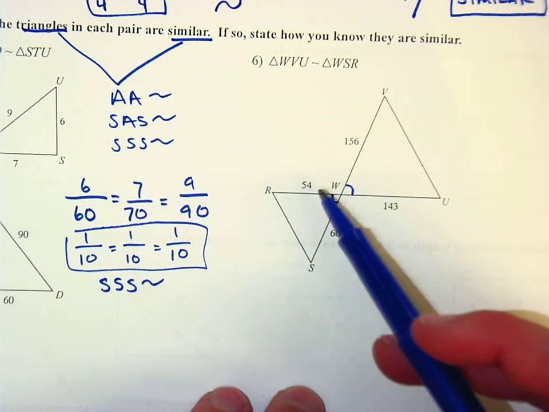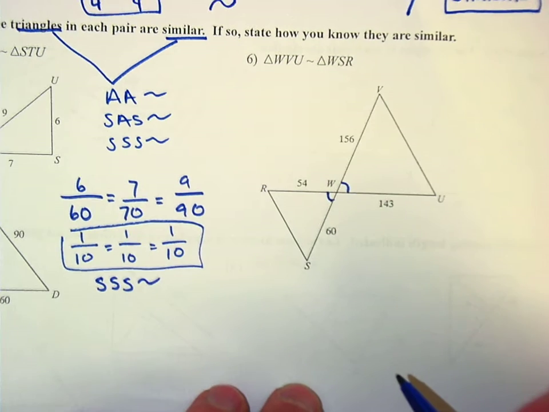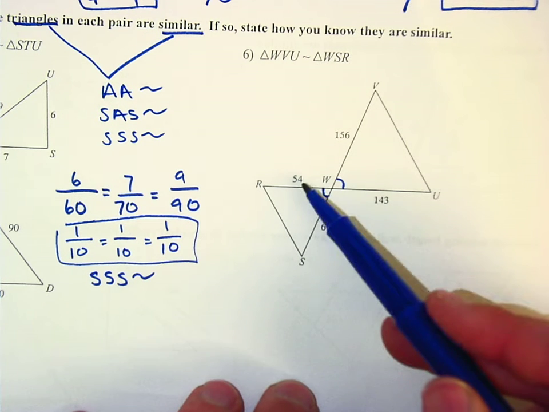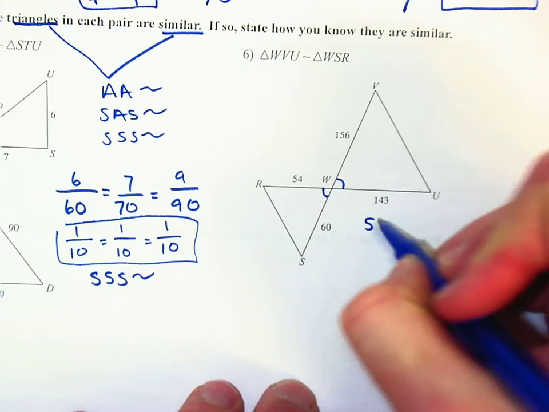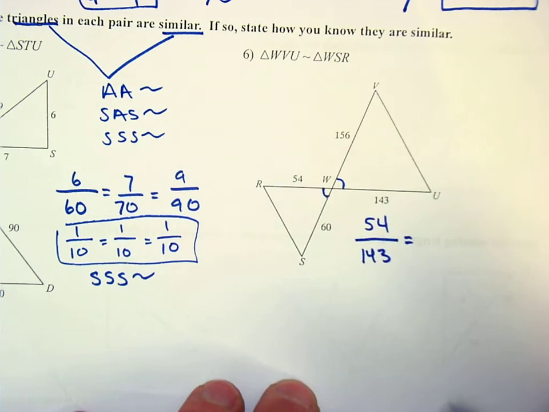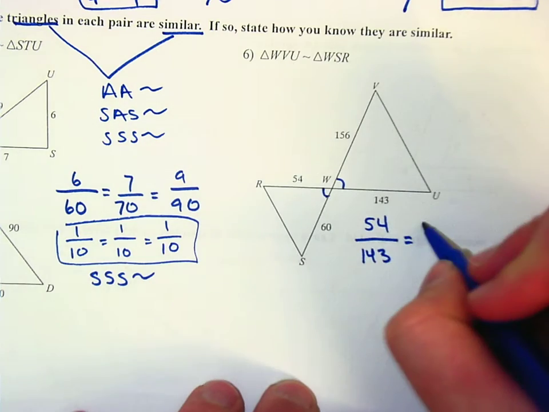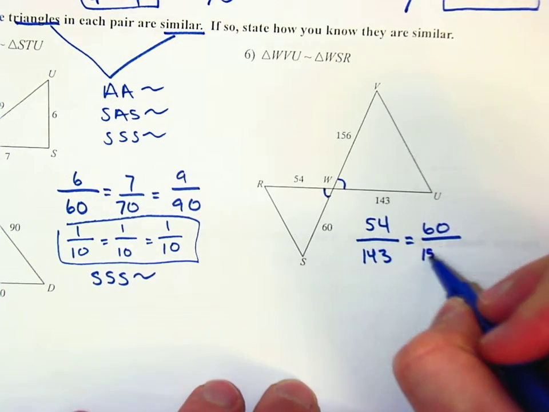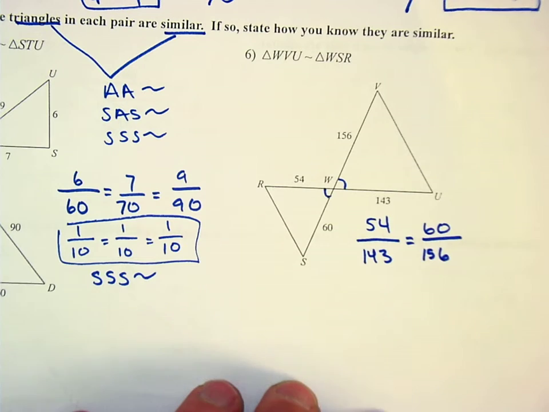Well, the angles are congruent, so we have the angle checked out already. Now we just need to know that the sides are proportional. So I'm going to do the shortest side, 54, over the shortest side, 143. And then I'm going to do the longest side, 60, over the longest side, 156, keeping with that same pattern. Now I'm just going to try and reduce.